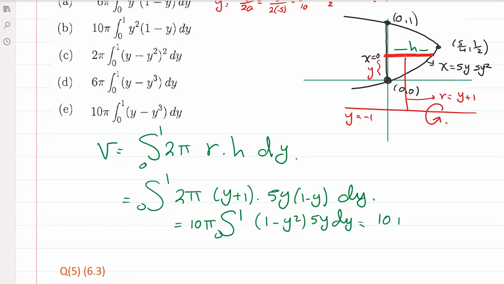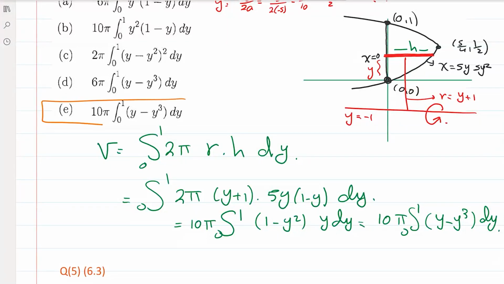Just open the brackets. It will be 10 pi integral from 0 to 1 of what? We already took the 5 outside, yes. So y times this one will be y minus y cubed. Exactly. I think this is clear, and the answer here will be what? Will be D. Will be E, sorry. Is that clear?